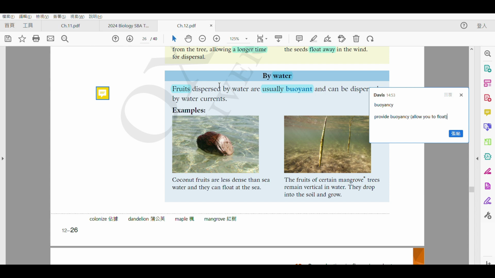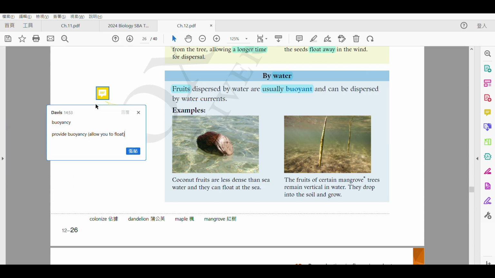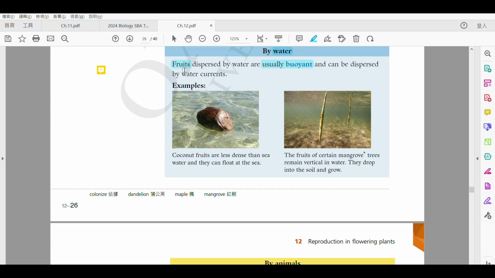So just like when you're swimming in the swimming pool, if you use no effort at all, someone say that you can float, right? 你能夠浮起身 because water gives you this buoyancy. 得唔得？Okay? So since they are buoyant，通常 so there may be some air inside the ovary, or inside the fruits，得唔得？So there may be some air inside to allow them to have more buoyancy. 得唔得？去俾咗佢哋多啲 buoyancy 啦。So you can disperse by water current.